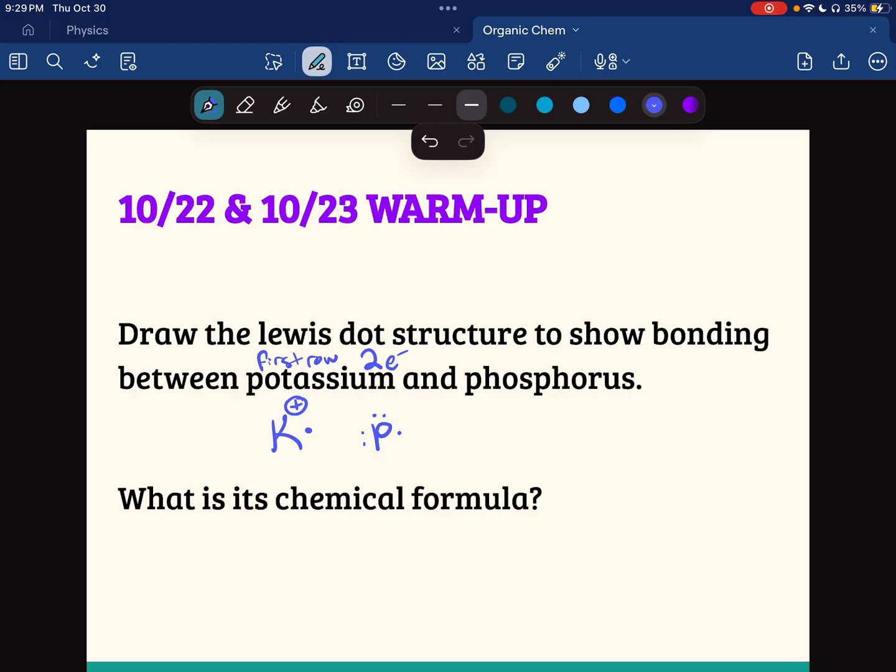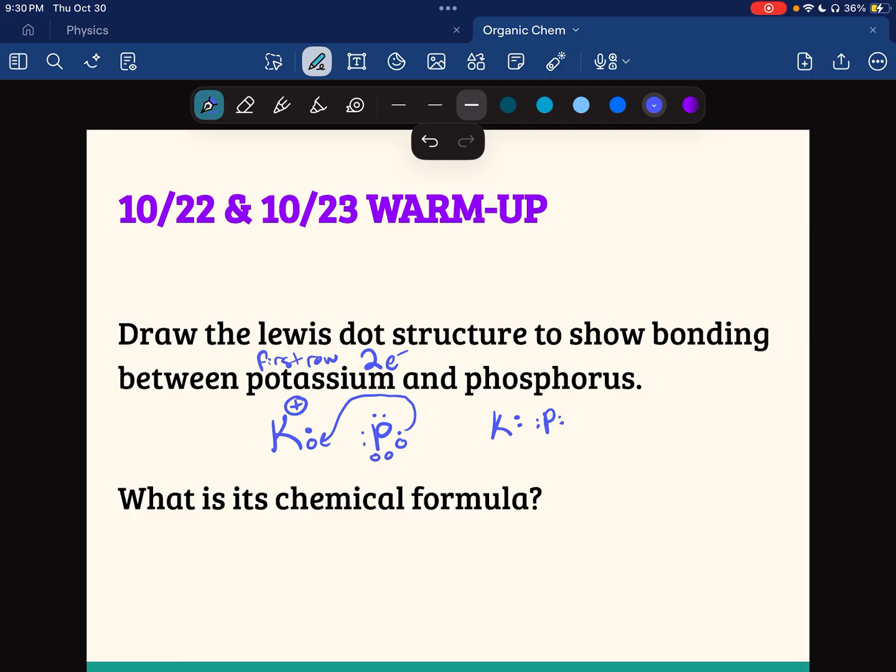Whereas potassium needs, let's see, 1, 2, 3 electrons to fill that shell. This one only needs 1 electron. So what's going to happen is one of these electrons from potassium is going to go and attack, or one of those from phosphorus is going to go and attack the potassium. And then what you're going to end up with is a neutral potassium with a negative phosphorus. And this should be right.